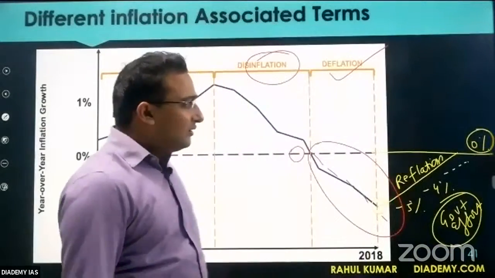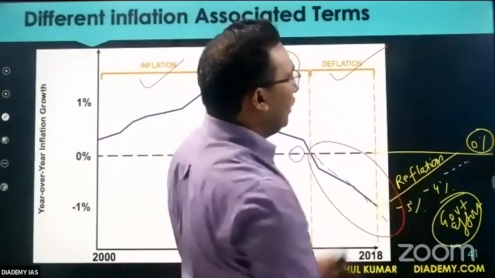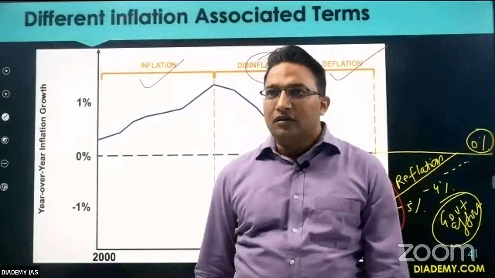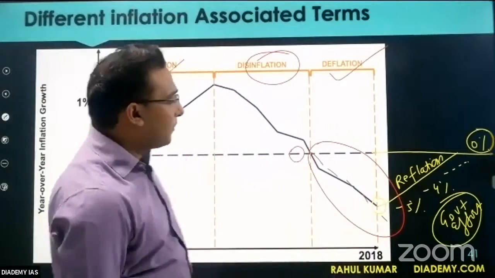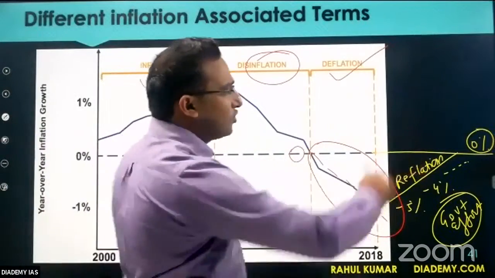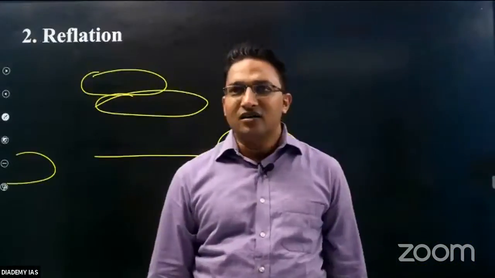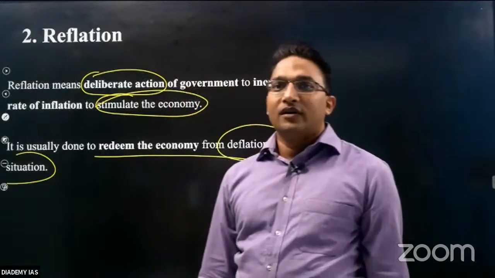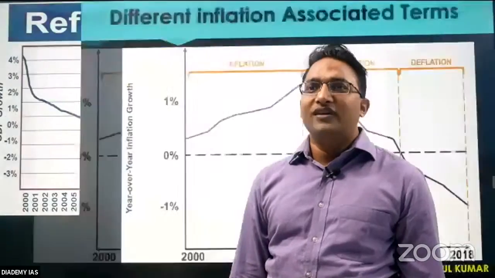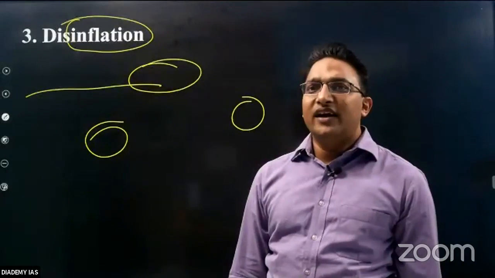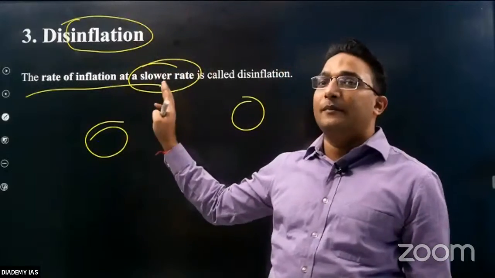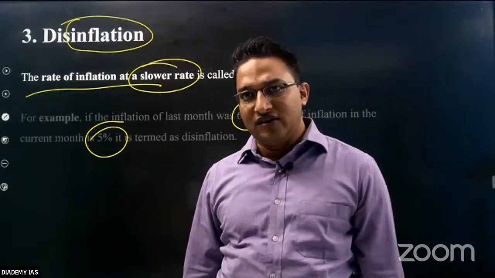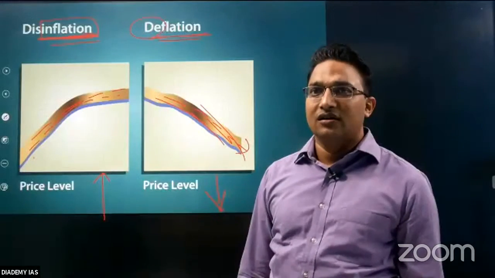And when the government intervenes to increase the prices again, then it is called reflation. Reflation means the prices are coming from negative territory to the positive territory, right? So that is called reflation, a deliberate action from the side of government to overcome the deflationary situation. And the third one we have is disinflation. It means inflation is there but at a lower rate. It is at a slow rate. That is called disinflation, right?